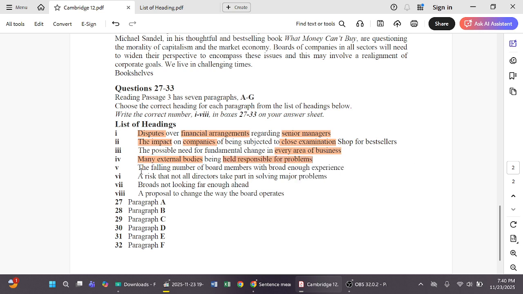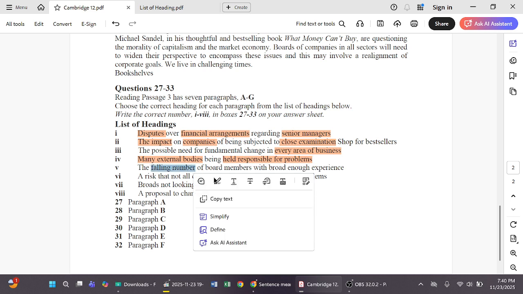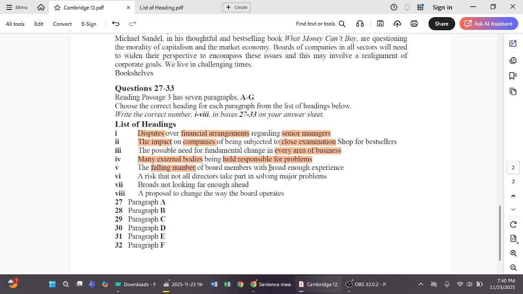And then, "the falling number of board members with broad enough experience." The number is falling, that means decreasing, and obviously they have huge experience, or enough experience. So you can go through this when you are going through a reading passage. So this is for number 5, list of headings.